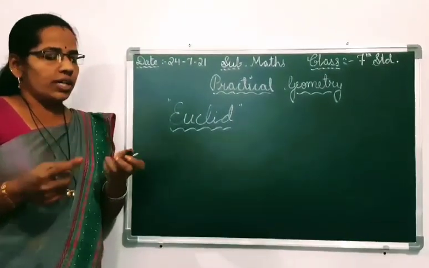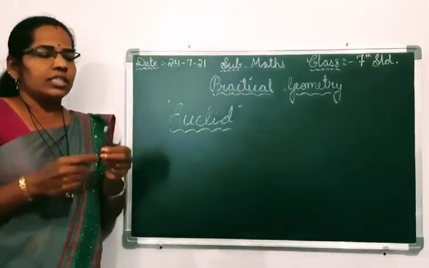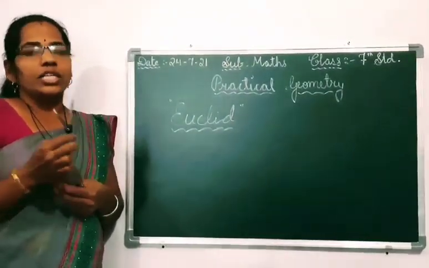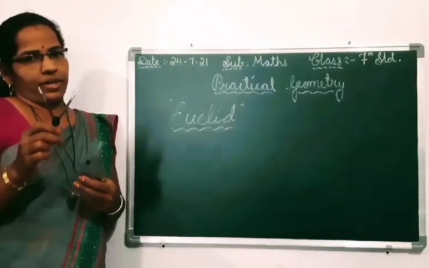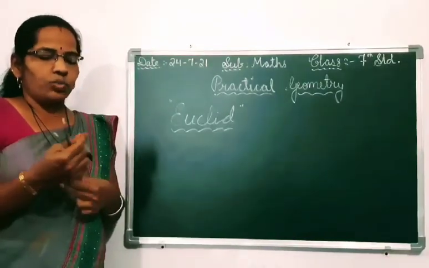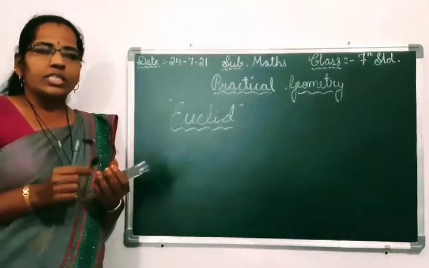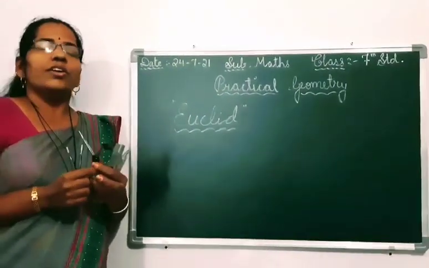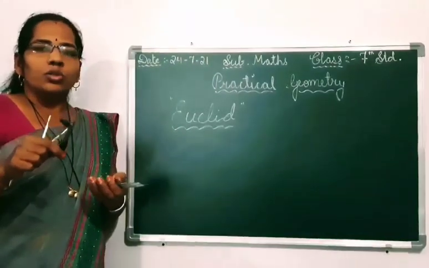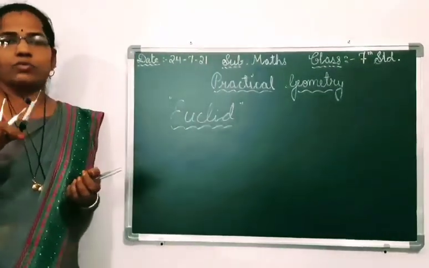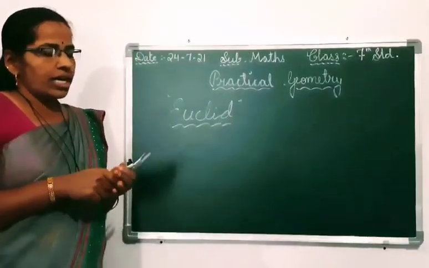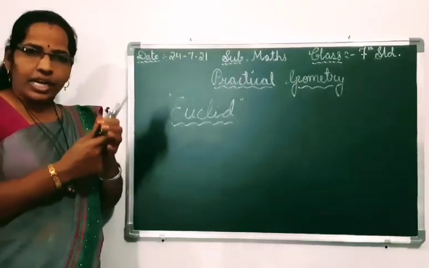Then the next one is the divider. See children, this is the divider. We use this divider for measuring a line segment, a ray or a line. The next one is the compasses. This instrument we use for constructing a circle, and also for constructing angles. These are all the instruments you can see in your compass boxes.